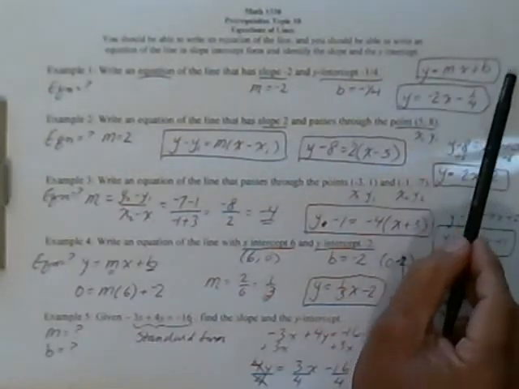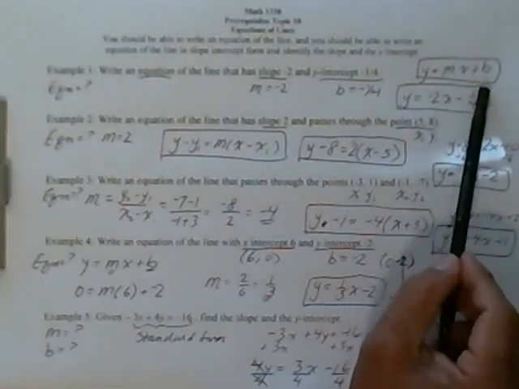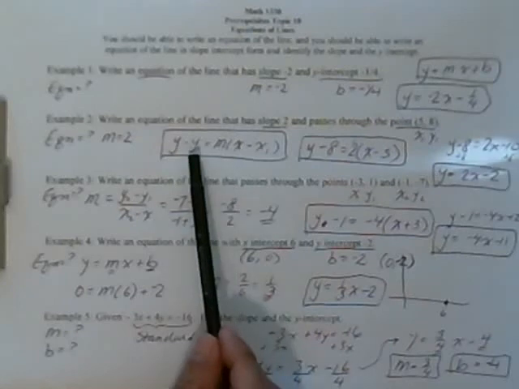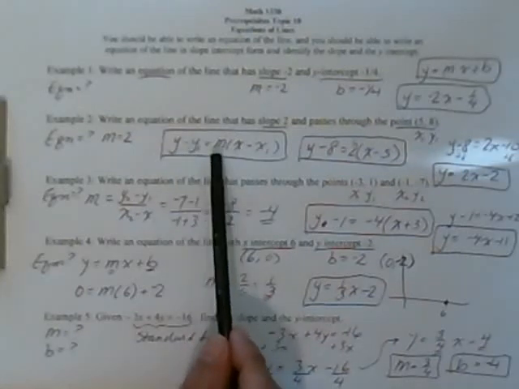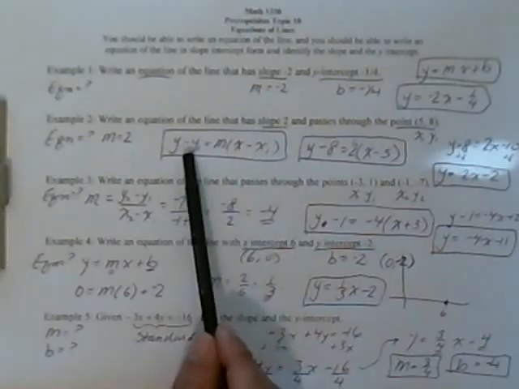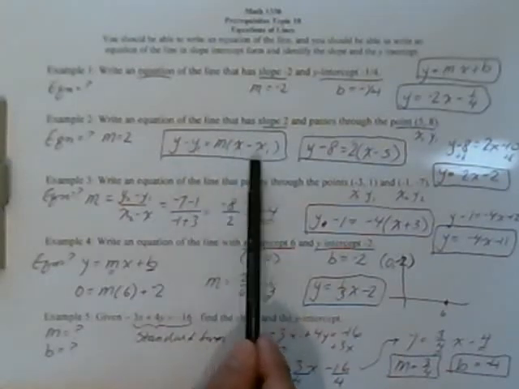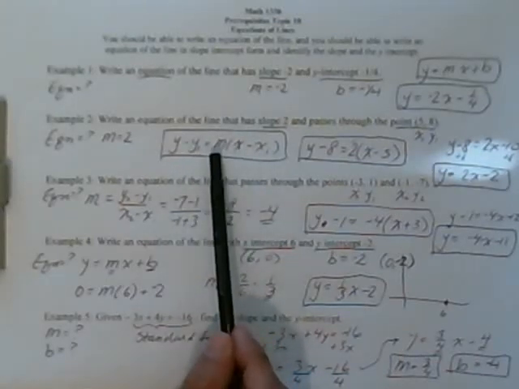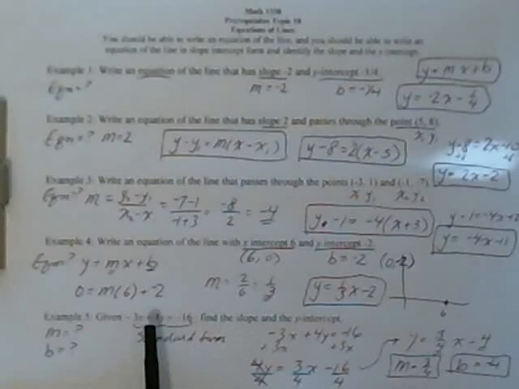Again, there are 3 different forms. y equals mx plus b, that's the slope-intercept form. y minus y1 equals m times x minus x1, that's called the point-slope form. Right there, there's your point. And the third form is the standard form. The standard form is ax plus by equals c, but we don't like to use standard form very much.